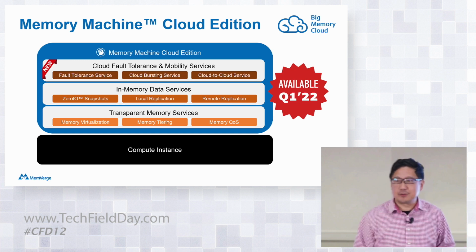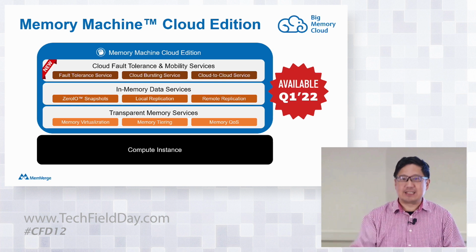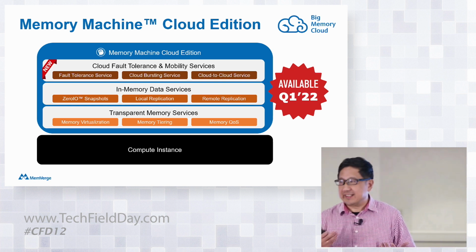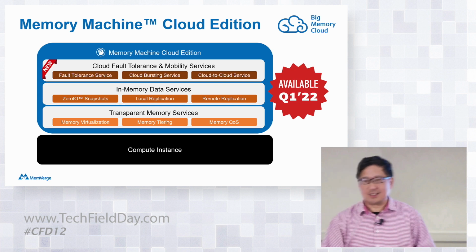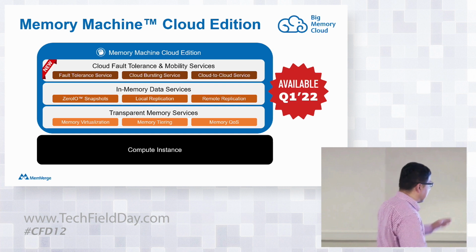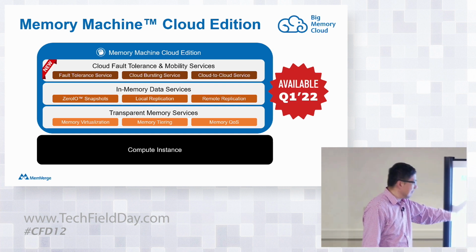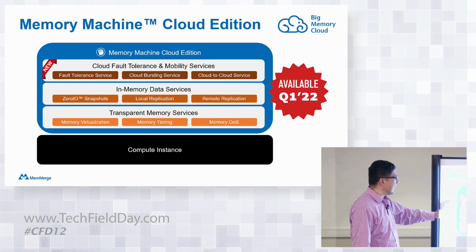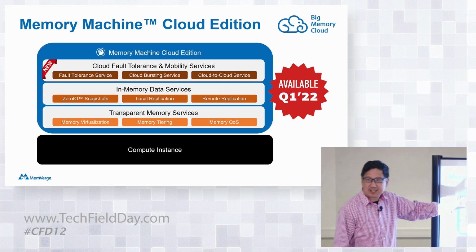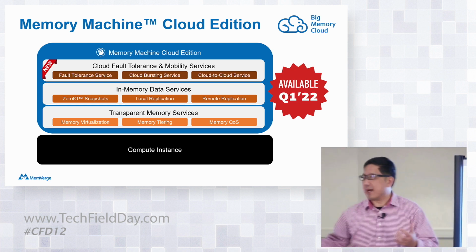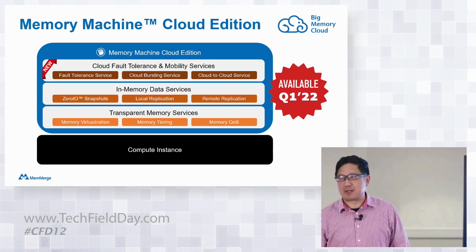Anyone who's interested, we'll be happy to hear from you to sign up for the beta to try out the Cloud Edition. General availability is scheduled for Q1 of 2022. This essentially leverages our transparent memory service, the in-memory data service that was part of the Memory Machine product, now adding cloud integration and cloud native orchestration to that platform to allow it to work well in the cloud and solve these cloud problems.